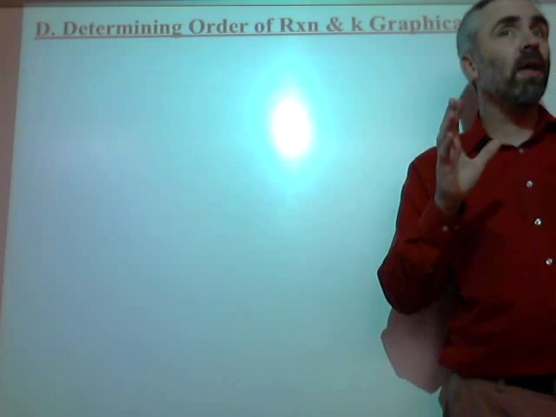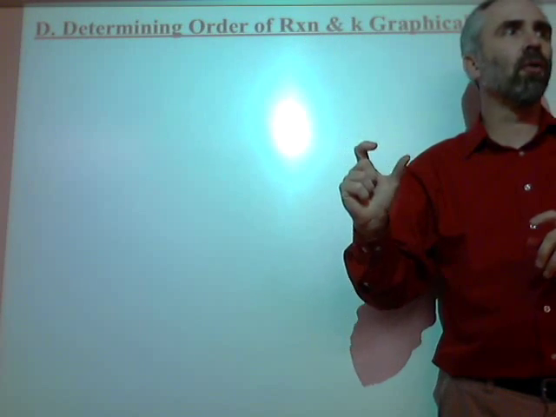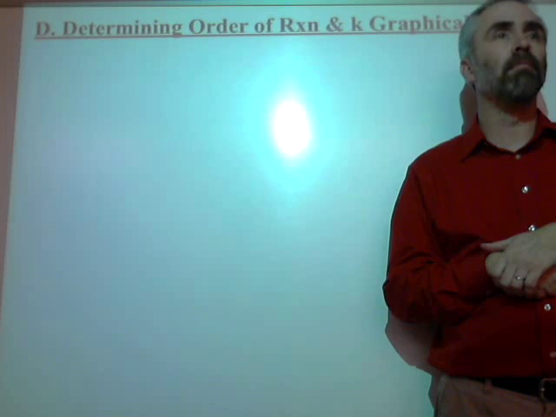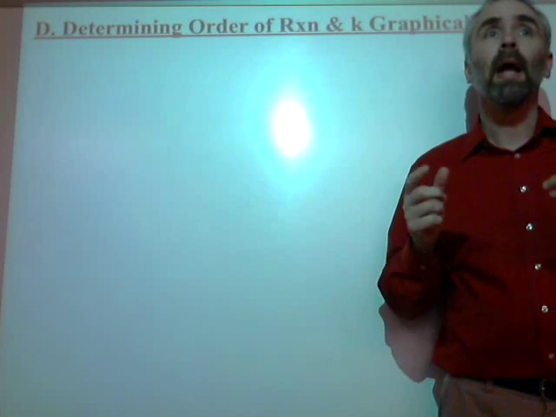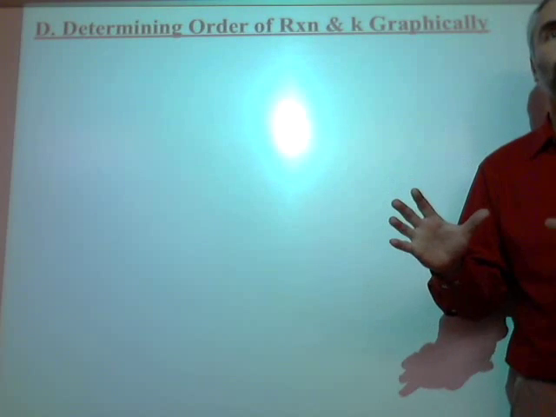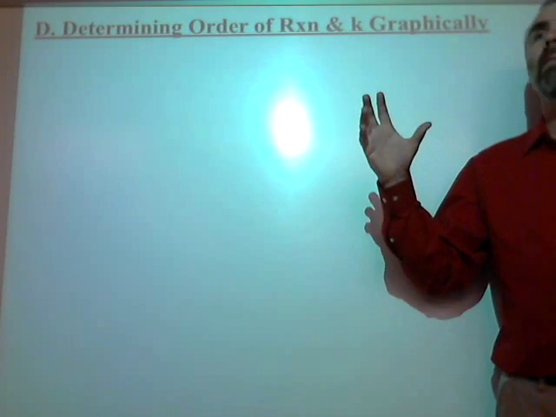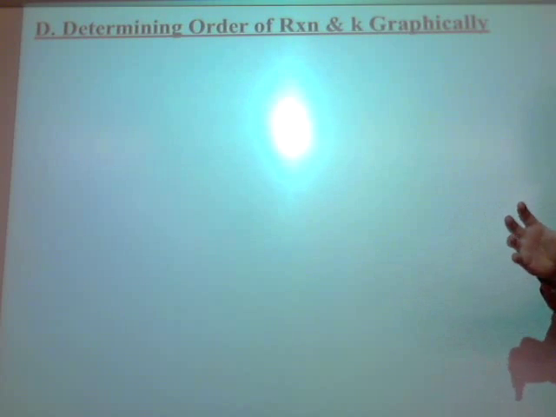Wouldn't it be nice? Is it possible that I could just do one trial, graph the results, and tell if it's first order, zero order, second order? And we can. But it's weird. It involves some knowledge of calculus, which I'm not going to get into because I know everybody hasn't had calculus in here. And the fact is, I hate calculus anyway. But it involves some knowledge of calculus that you really don't need to have.